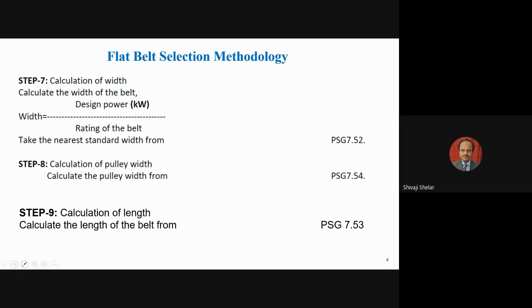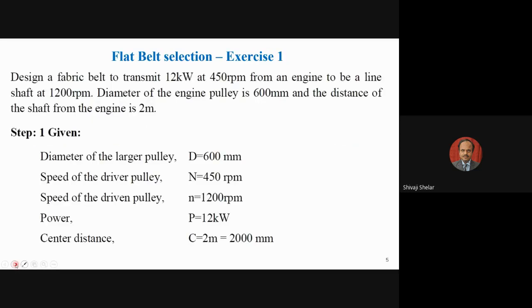So to understand this procedure, let's go for a problem with some data. Okay, so we have taken one exercise. Now I will explain this exercise with the help of the PSG data book. First understand what is given in this problem. Design a fabric belt to transmit 12 kilowatt at 450 RPM. So you have been given to design a fabric belt to transmit this power.